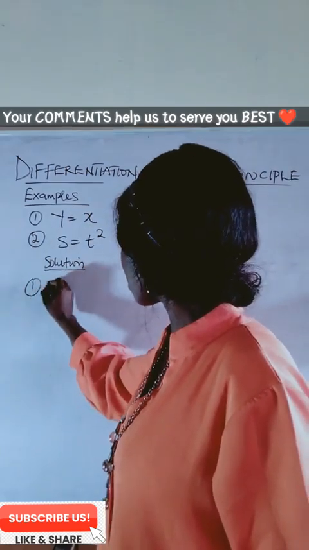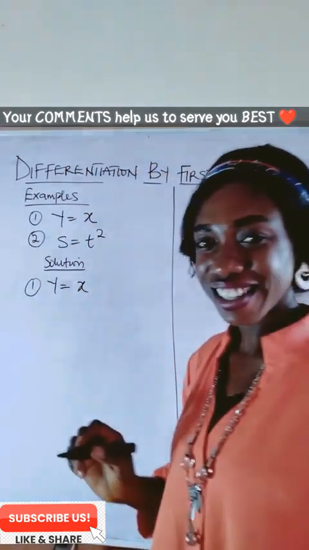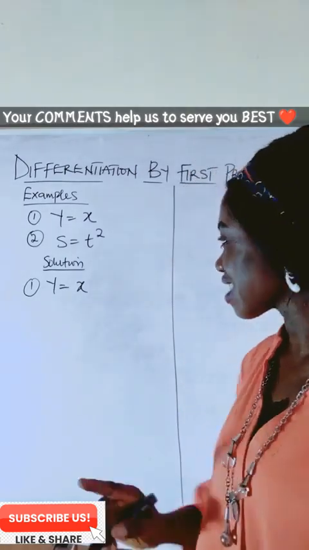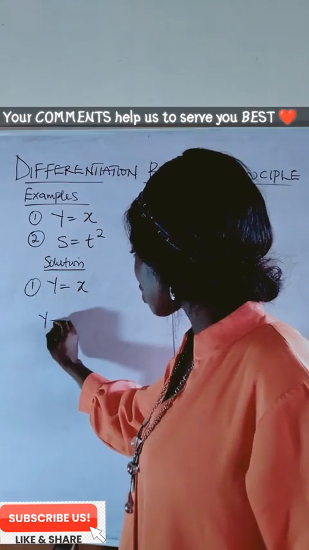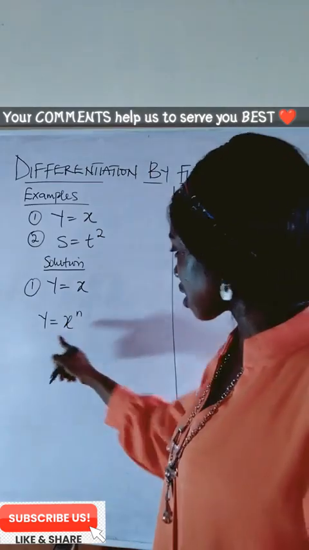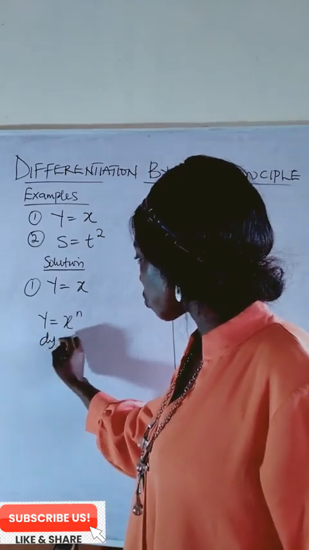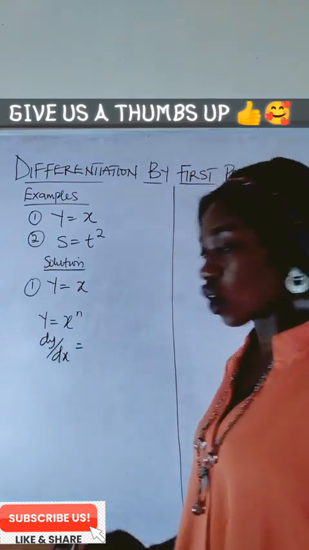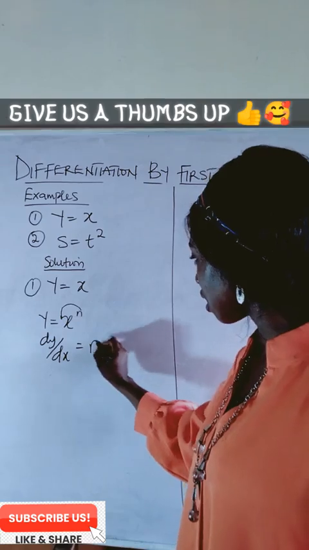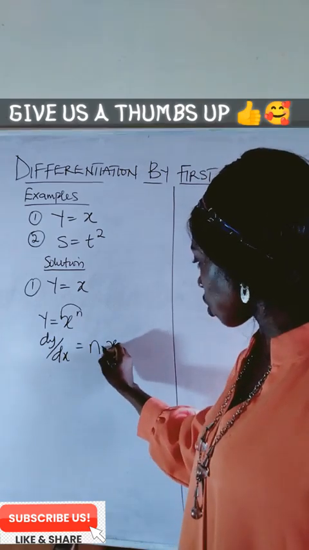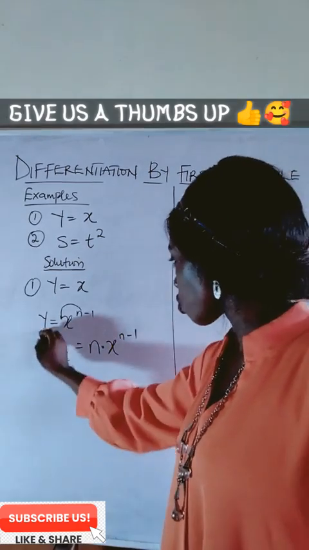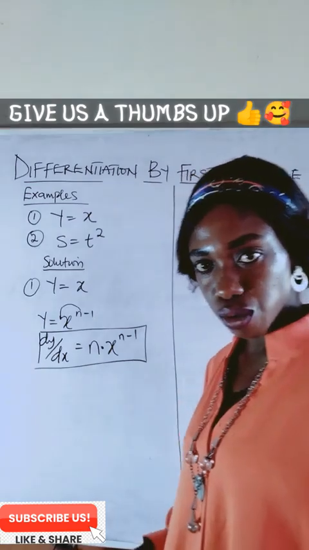We have y is equal to x. Now what did the power rule say, which is the formula method? It says that if I have y equal to x to the power of n, to differentiate this, it will become dy/dx is equal to n times x, this is multiplication, and then subtract 1 from the power. So this is what we have in our power rule.